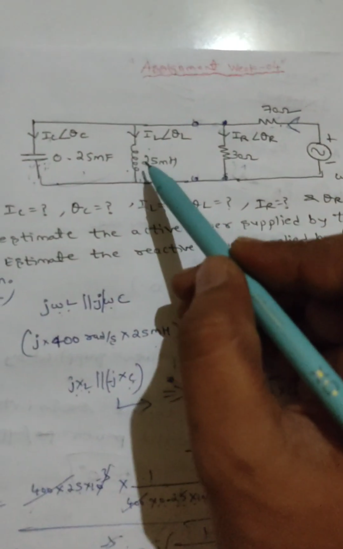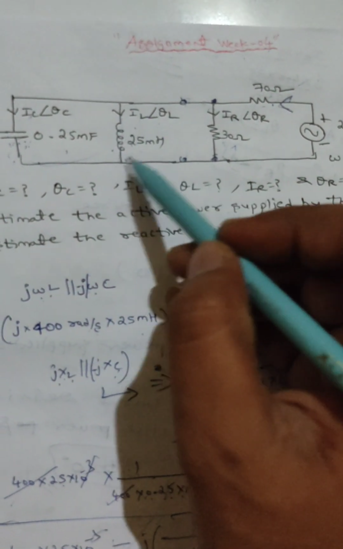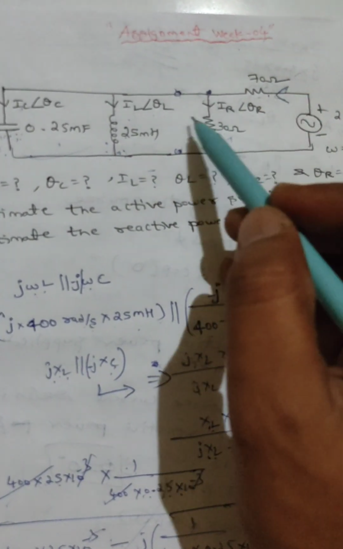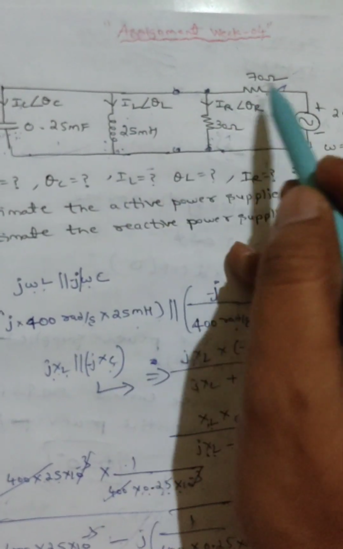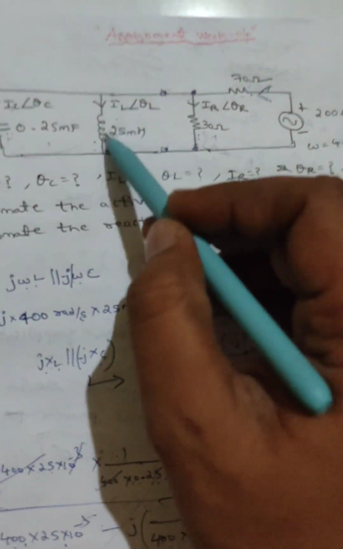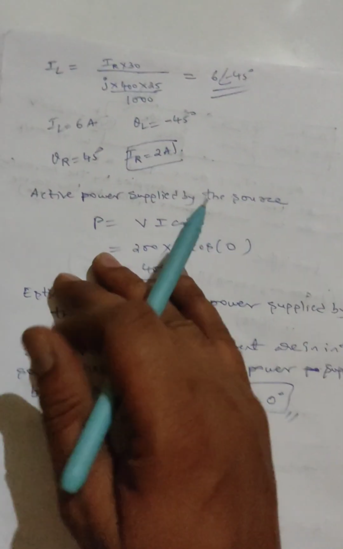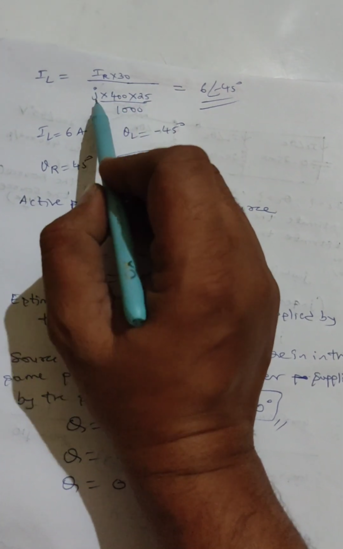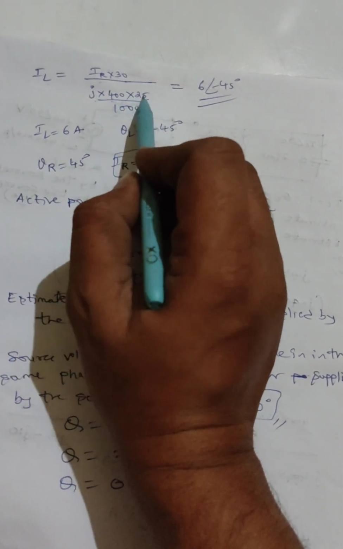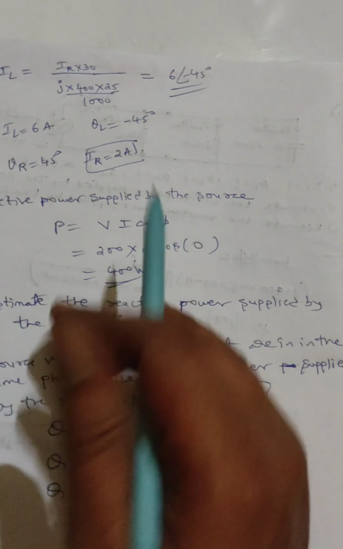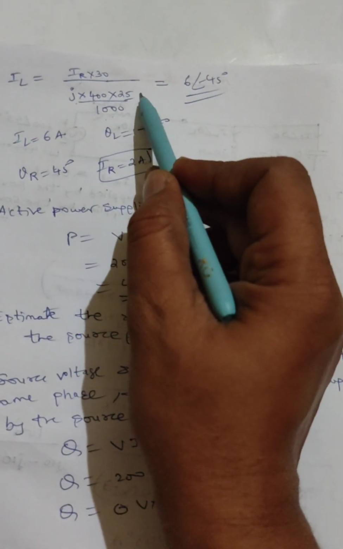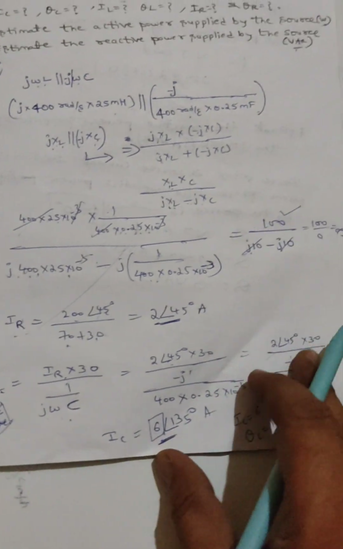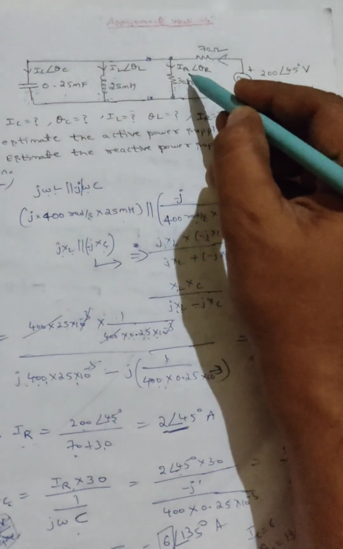I want to find the current in the inductor. For that, supply current into opposite resistance divided by reactance. So that is IR into 30 divided by j into 400 into 25 by 1000. Why did I write 1000 here? 25 milli is there, and I took that downwards.